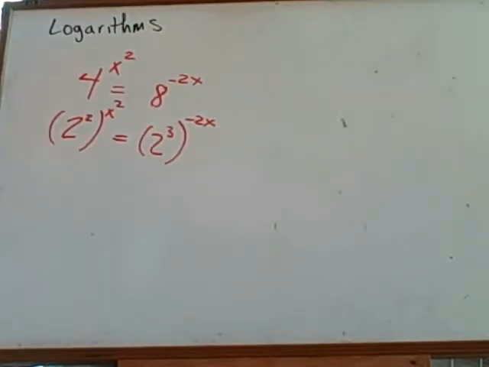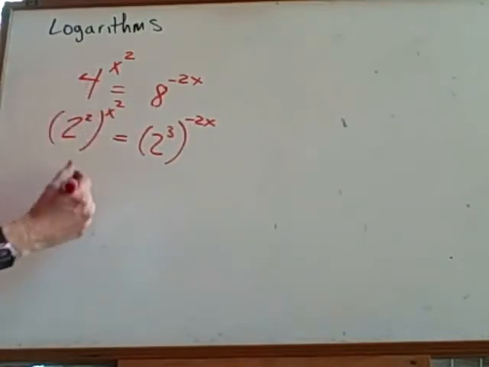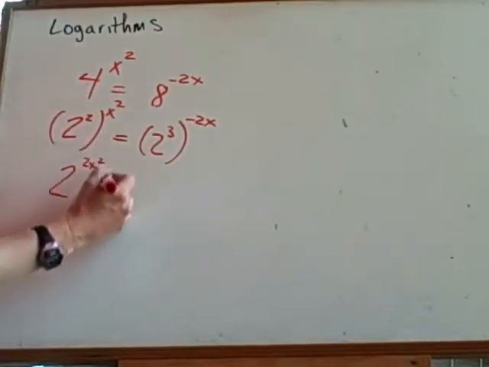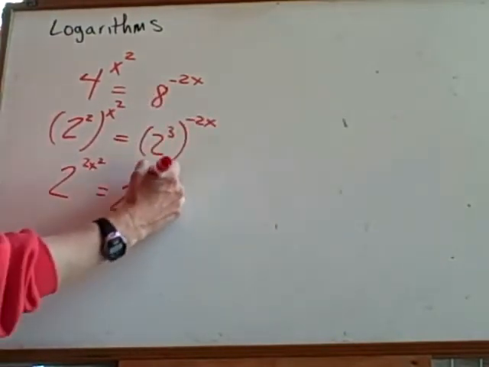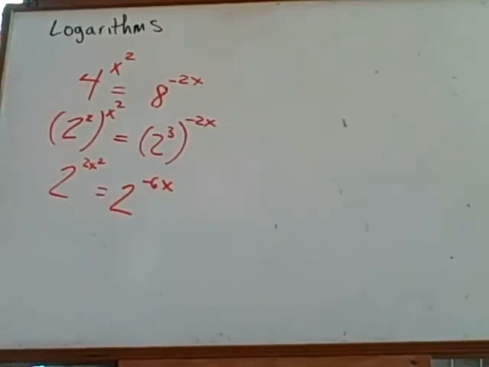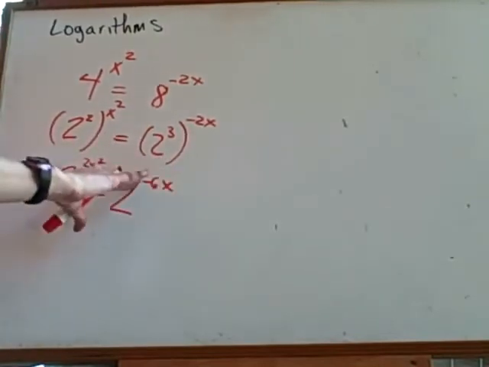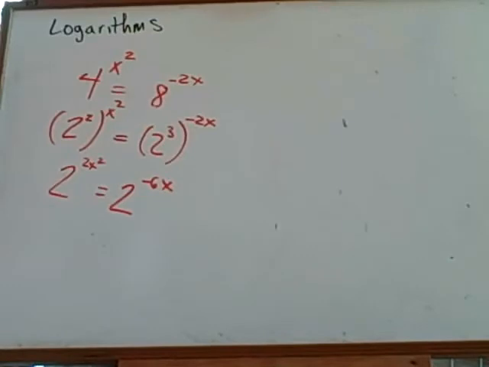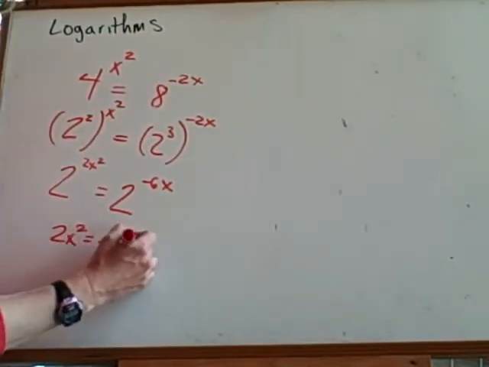Now, a power to a power, you just multiply, right? So this is a power to a power. So this becomes 2 to the 2x squared. This becomes a power to a power, you multiply, 2 to the negative 6x. So far so good? If the bases are the same and your powers equal, then your exponents equal. So I can set my exponents equal to one another. So 2x squared equals negative 6x.